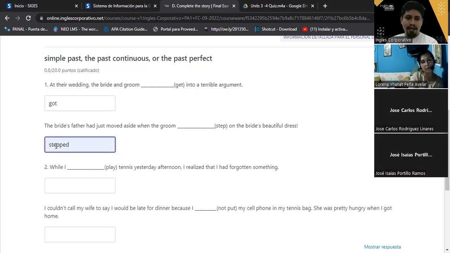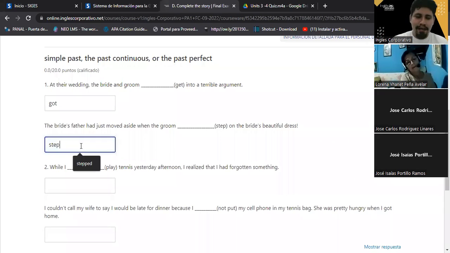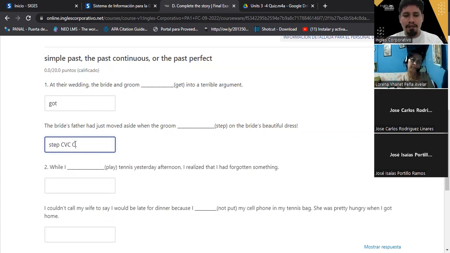S-T-E-P-P-E-D. Yes, let me explain why. This happened because we have here a rule: consonant, vowel, consonant. If we have consonant, vowel, consonant, what we're going to do is add another, same consonant, and then add ed. This also applies when we use the continuous, or progressive, form of the verb. So the same happens. I mention this because it is a rule that we can use.